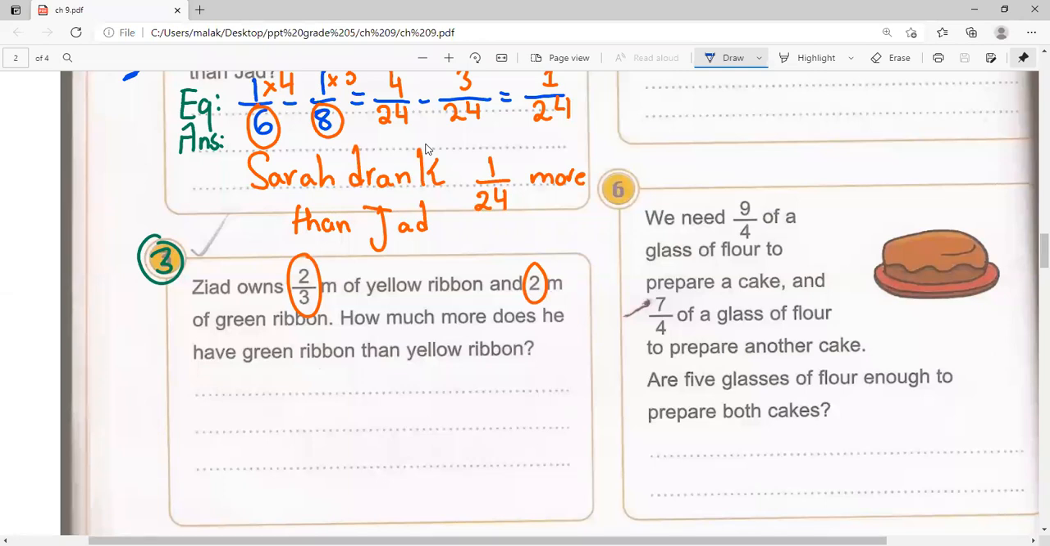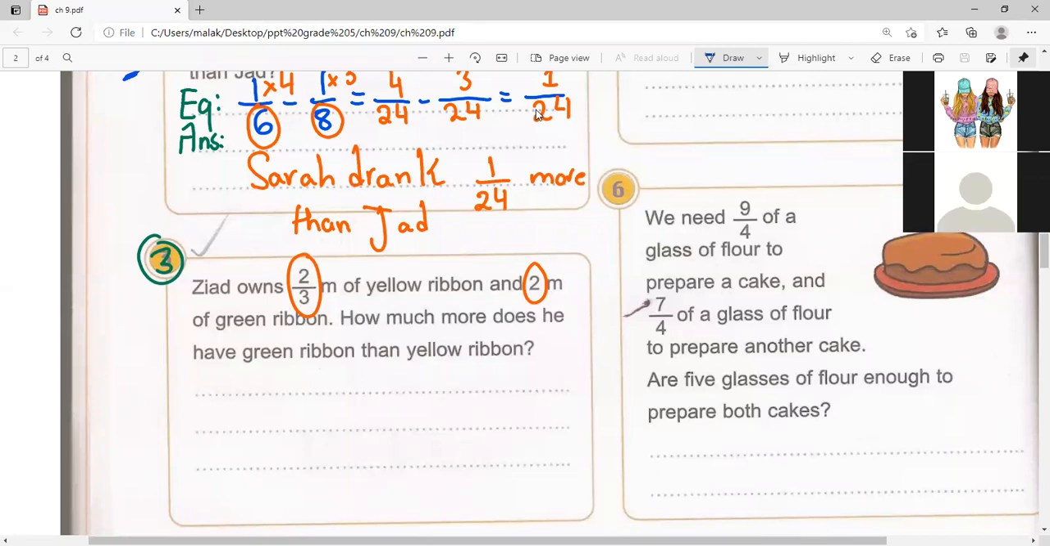Ziyad owns 2 over 3 meters of yellow ribbon and 2 meters of green ribbon. How much more green ribbon does he have than yellow ribbon? Okay, so we are comparing here between yellow ribbon and green ribbon. He owns 2 over 3 meters of yellow ribbon and 2 meters of green ribbon. How much more does he have green ribbon than yellow ribbon?